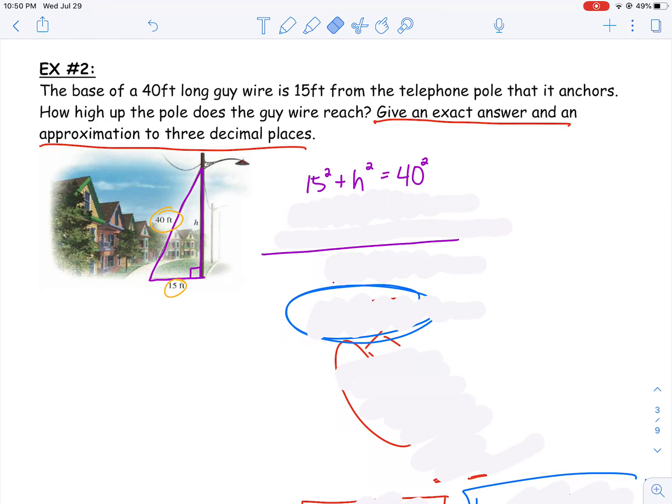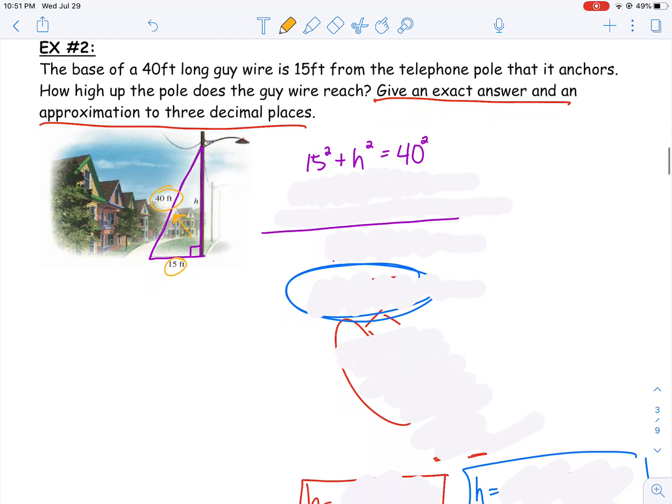Now in this problem, my a is the 15, so I'm going to say 15 squared, plus b, which is my h squared, equals c, because I'm looking for the side across from my right angle to be my c, my hypotenuse. This time, I know what the hypotenuse is. It's 40. So I'm going to do 15 squared plus h squared equals 40 squared. So a little bit different setup makes a big difference in your final answer, so be careful. C is always the one across from your right angle.